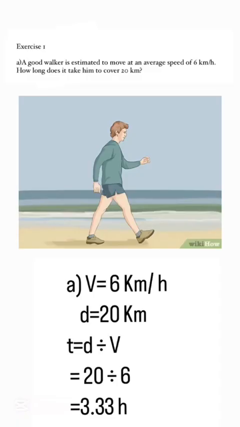Example, exercise 1. A good walker is estimated to move at an average speed of 6 kilometers per hour. How long does it take him to cover 20 kilometers? In this question, he is asking me to calculate the time. We always start the solution with the rule. Time equals distance divided by velocity. Then we fill in the values of distance and velocity. It's 20 divided by 6. The time equals 3.33 hours.